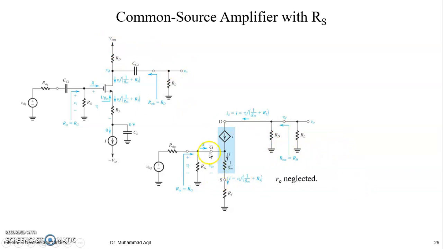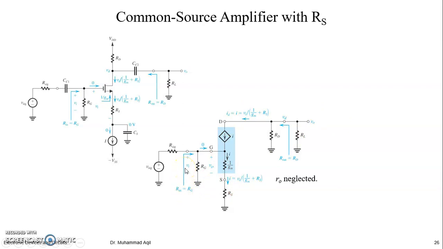AC equivalent circuit. At the gate, you have a RG to ground, and you have a practical source having R signal as its output resistance, right? So R naught is neglected. Okay, now what to do? You have to find, for example, AV. So this is your V in. So from here to here, it's your AV, right? So what to do?